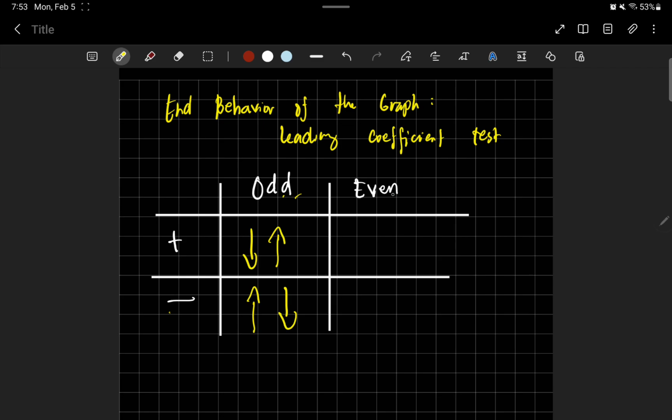Kapag positive, then even, parehong rising. Then, kapag negative, then even, parehong falling. So, ano yung itsura ng mga to?